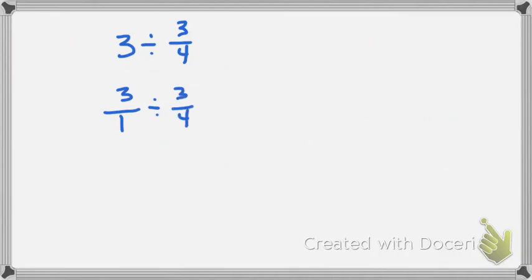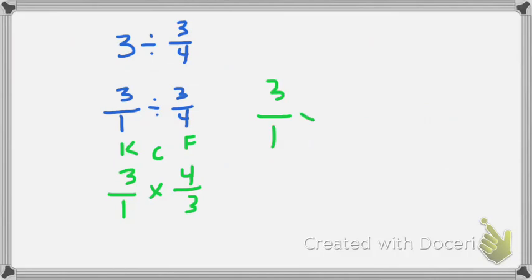Now we can do the KFC. Keep the first fraction, flip the second fraction to its reciprocal, and then we change the sign to multiplication. So now we have 3 over 1 times 4/3. Now they can go ahead and multiply across and get 12 over 3, or they can cross cancel to make it easier.